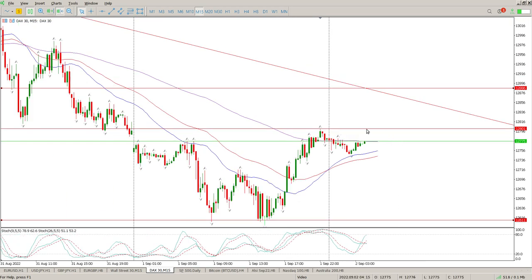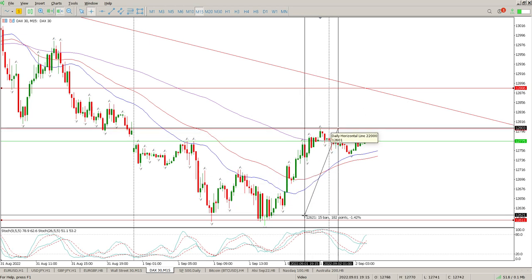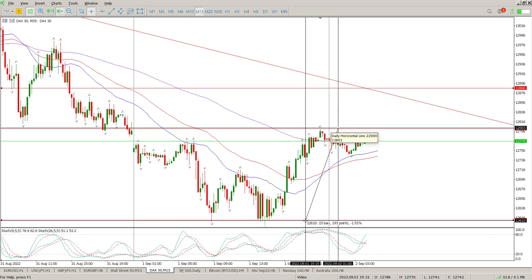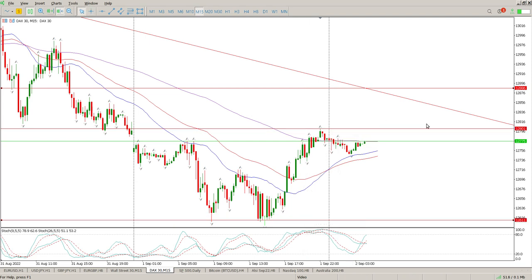This is what we're looking at. We want to see a break above it. That will give us a cup and handle pattern as well. And it also basically gives you a potential move to the upside of around 190 points, or a move of 1.5% in the market. So that's kind of my view today.